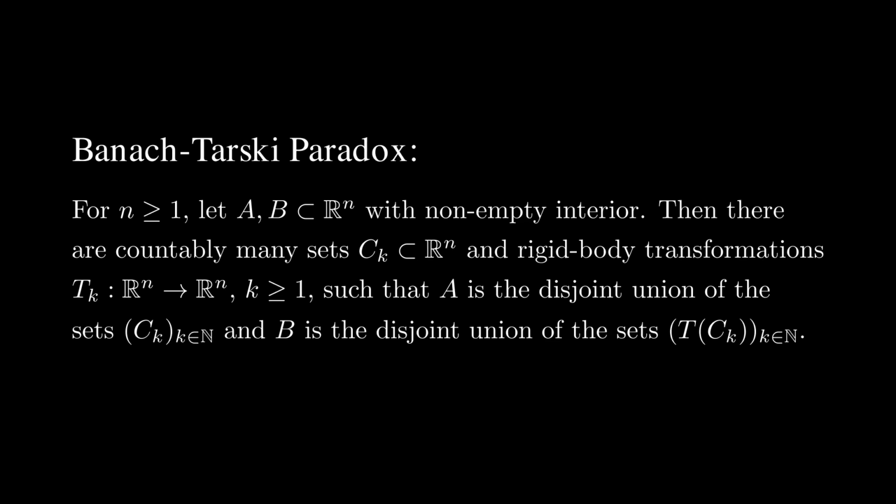What they proved is the following. If we have two sets, A and B, in the space Rn, that have a non-empty interior, then we can find countably many other sets, Ck, and rigid body transformations Tk, such that we can get the set A as a disjoint union of the sets Ck, and if we simply shift these sets with the transformations Tk, we can get the set B as a disjoint union.